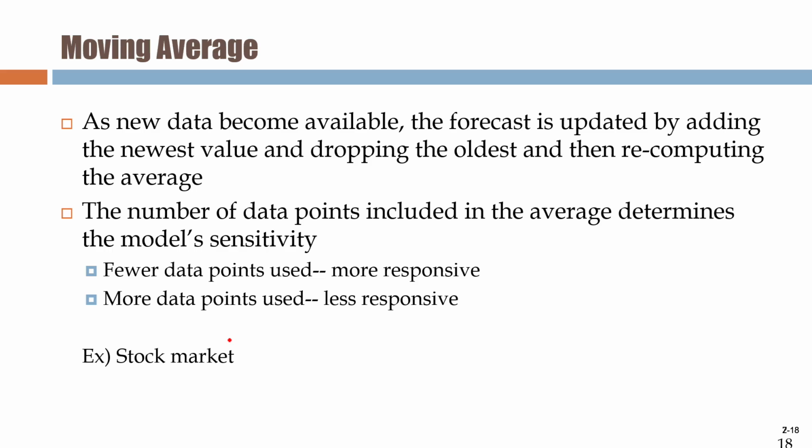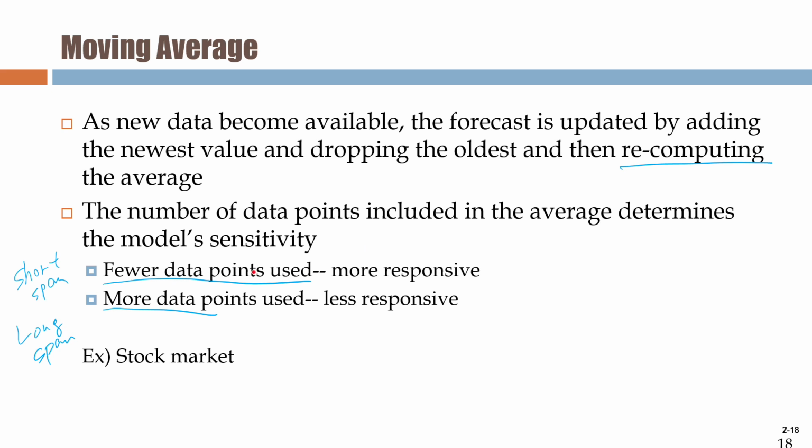The problem is we keep computing on the past data. Every time one time period passes, new data comes in, then the oldest data is dropped out, and we keep recalculating the average. Fewer data used means a short time span, and more data means a long time span. So a 15-day moving average is short, and a 1-year moving average is long.